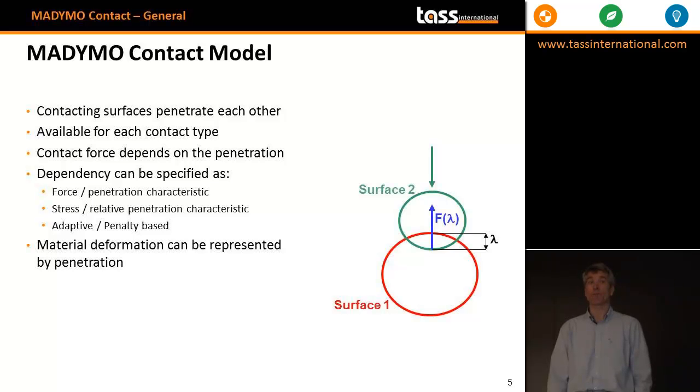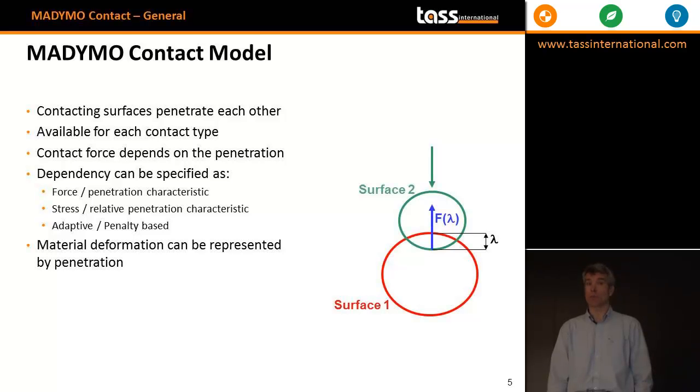Well, as said, the contact surfaces penetrate each other. It's for all types of contact available. However, the amount of penetration highly depends on the way you define your contact force. The dependency can be specified as a force penetration characteristic. That means if you apply a force at a certain amount of penetration, a force will be applied on the contact. This means, as it is a force penetration, that it is independent of the contact area or the thickness of the material itself.